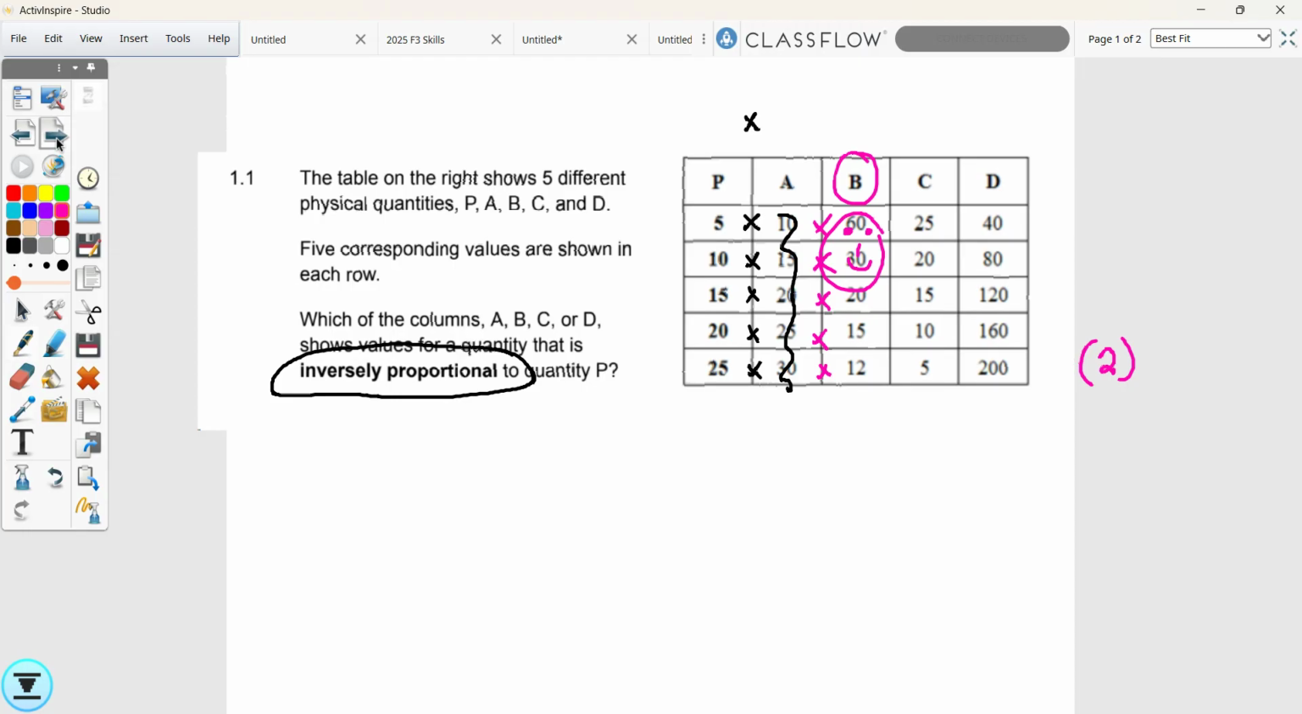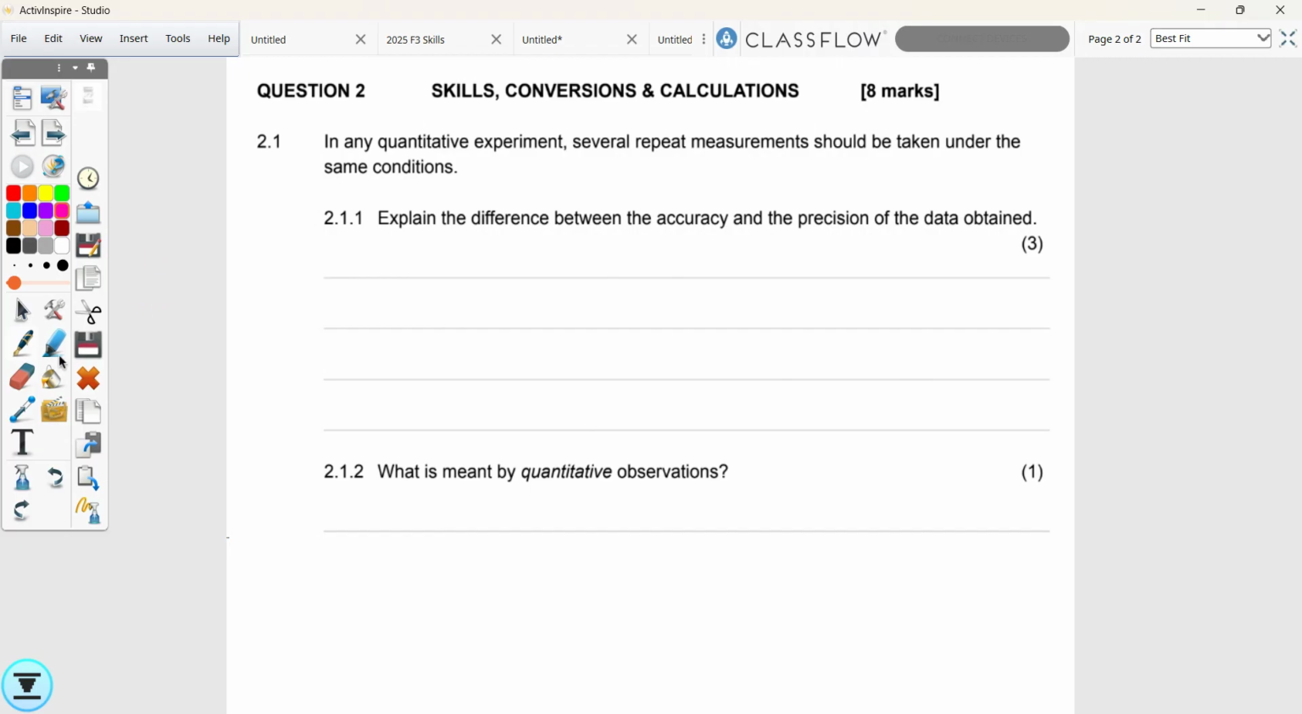Alright. Guys, so remember, if you're looking for either proportionality or not proportionality or inverse proportionality, you're going to either divide or multiply. If you divide and you get a constant, what do you know? It's directly proportional. If you multiply and they give you a constant, they are inversely proportional. Alright, let's move on. Then it said, explain the difference between accuracy and precision of the data obtained.